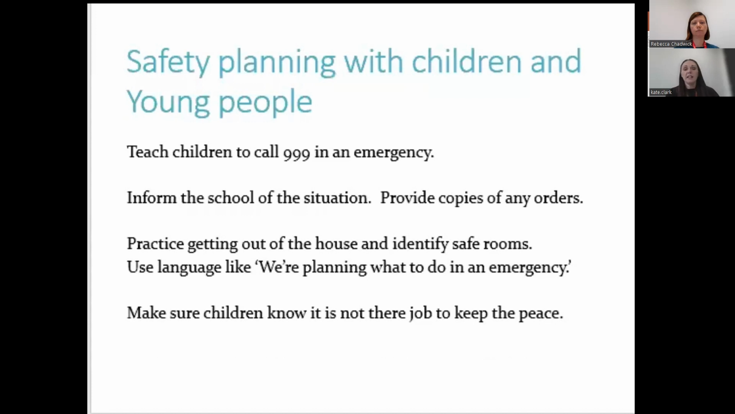So, safety planning for children and young people. And we've got to be realistic here, obviously. When we're talking about very young children, they're not going to understand what's going on, and they won't have a clue what to do in the event of an emergency. We're talking about children who are of a reasonable age to understand a safety plan, probably a similar age to a child who could follow a plan of action in the event of a fire. If you feel that they've got that level of understanding, absolutely teach them to phone 999 in an emergency.